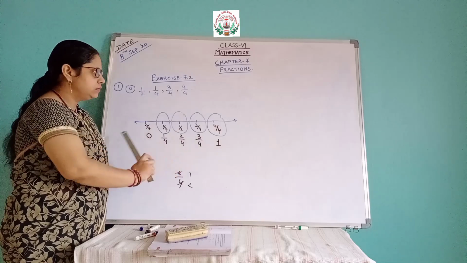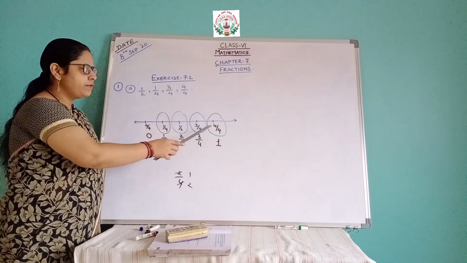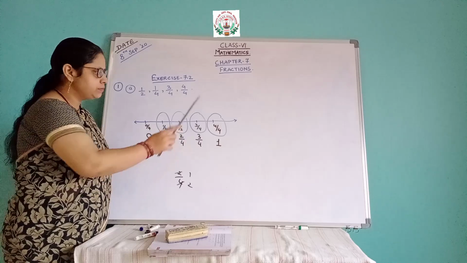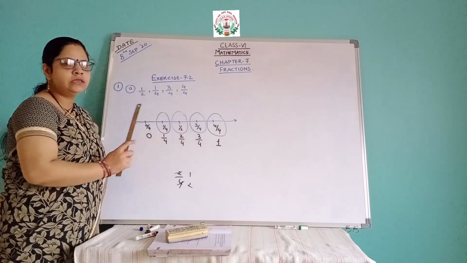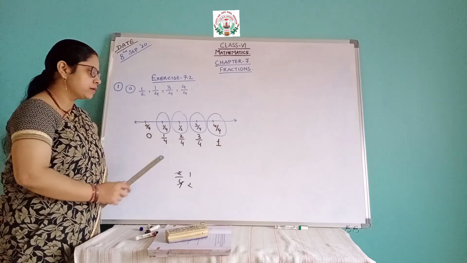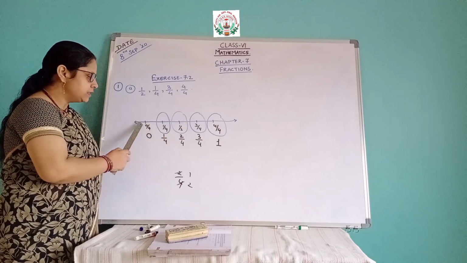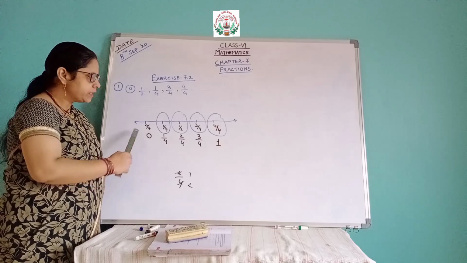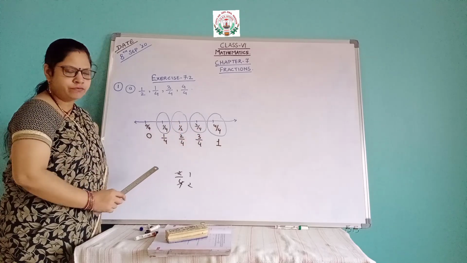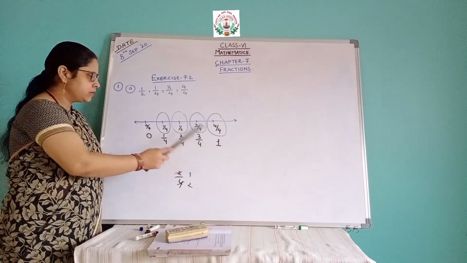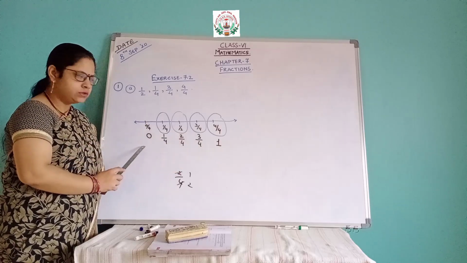0 to 1, all these numbers will come. So 4 by 4 means 4 equal divisions. This 4 by 4 will be the fourth division. So in between, you have to mark 3 equal divisions. 0 will be 0 by 4. Then next will be 1 by 4, 2 by 4, 3 by 4 and the last is 4 by 4, which is already equal to 1. And 0 by 4 is equal to 0 only.